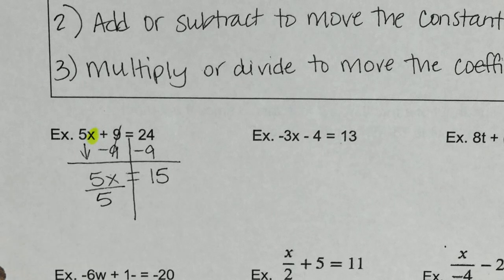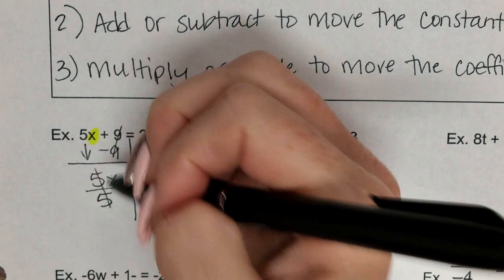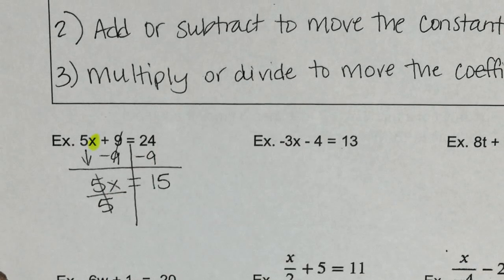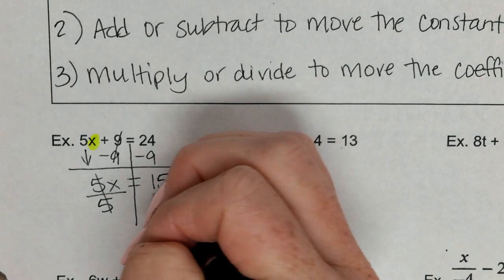It cancels out to 1, and 1 times x is x. So I didn't want to zero it out, because 0 times x would be 0. I don't want to get rid of x. I want to isolate x, yes? All right, if I divide the left by 5, what do I have to do to the right?